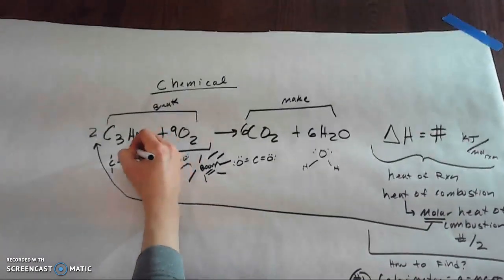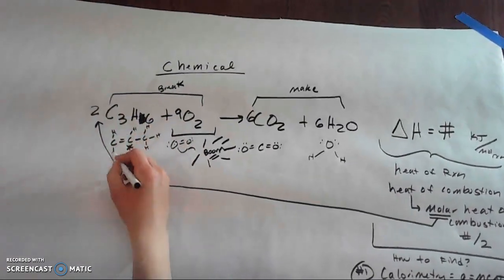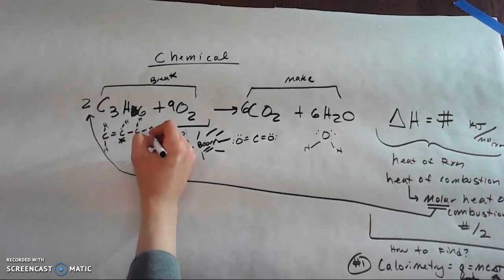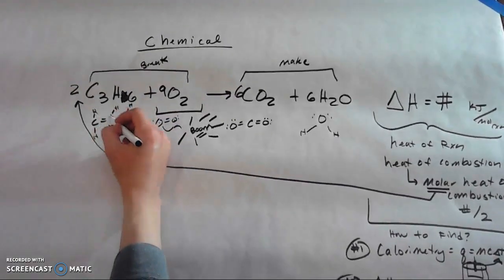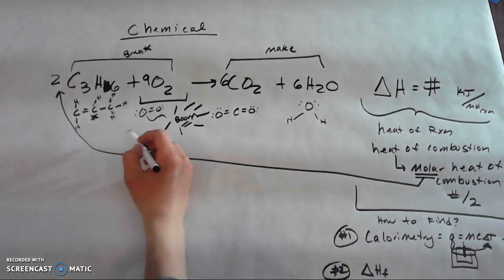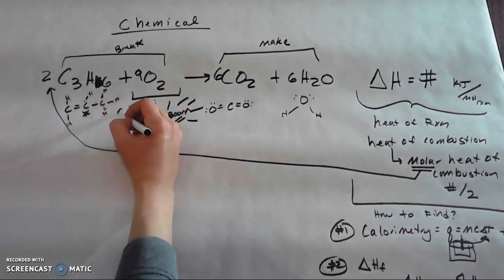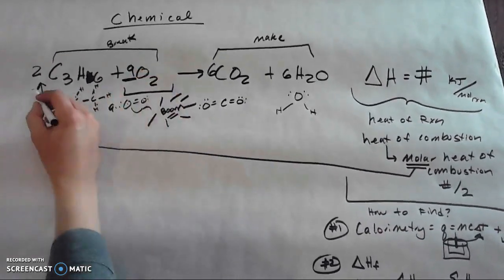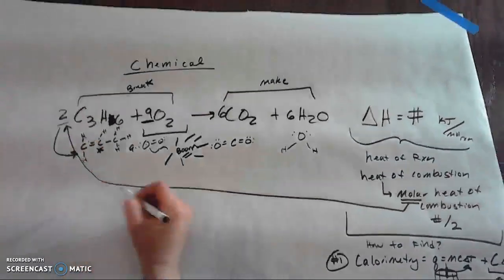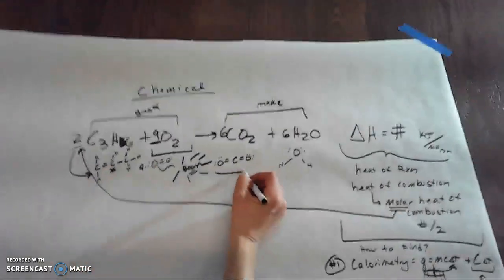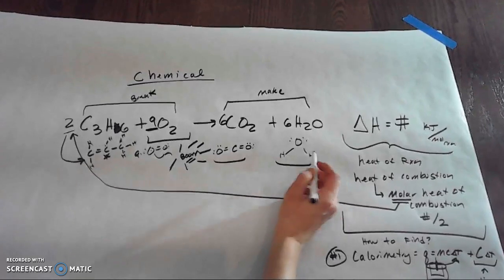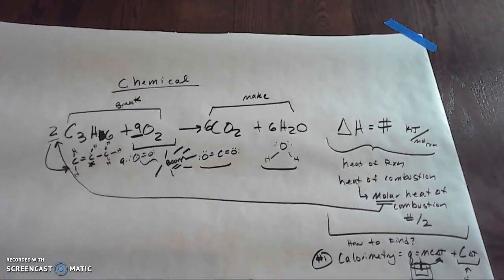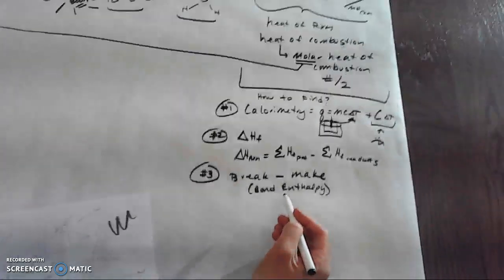So if you wanted to decide break minus the make, you'd have to count how many bonds you have: 1, 2, 3, 4, 5, 6 C-H bonds. You've got a double bond C and a single bond C, and you're going to add up all the ones that you break. Don't forget that this is 9 times that, 9 oxygens, and this is 2 times that. Minus the make, 6 CO2s and 6 waters. Break minus the make will bring you back down to our bond enthalpy.